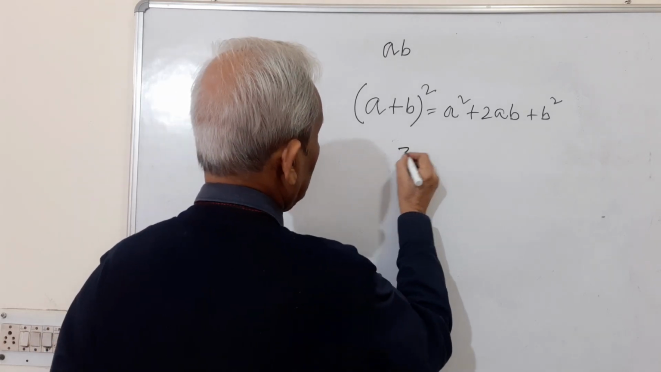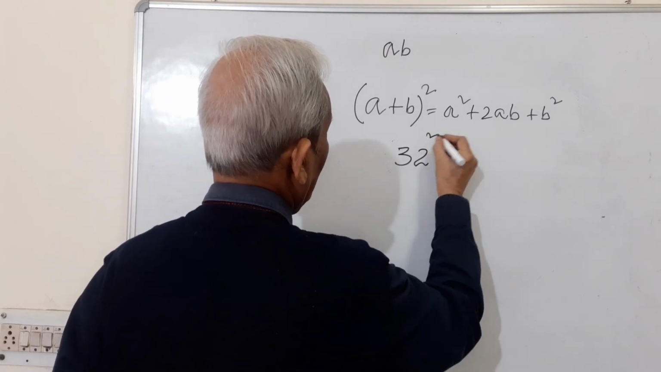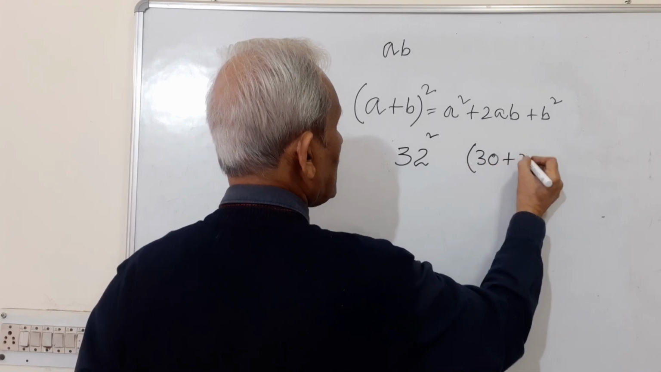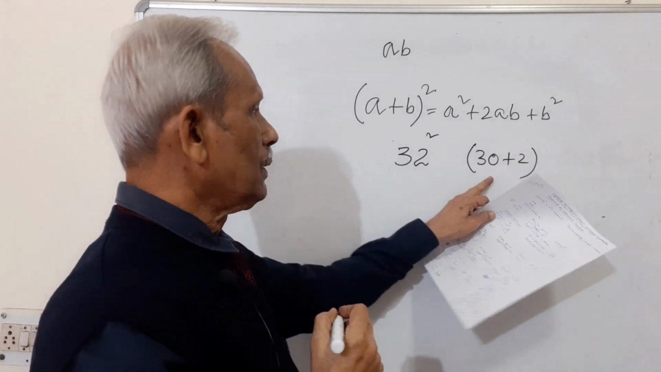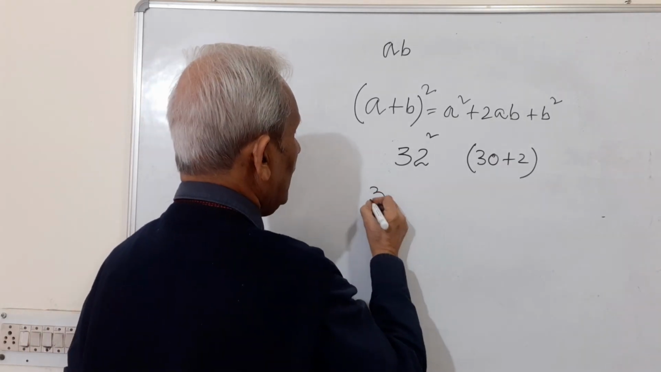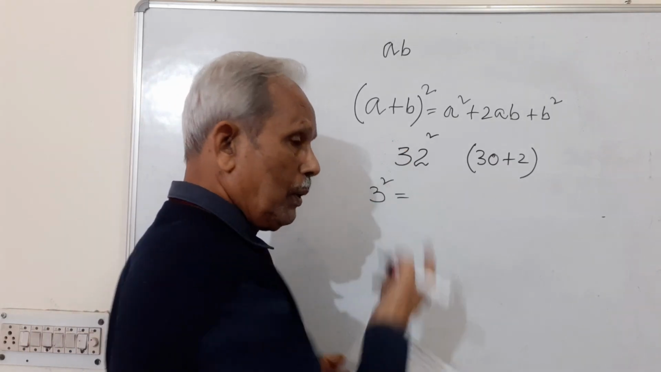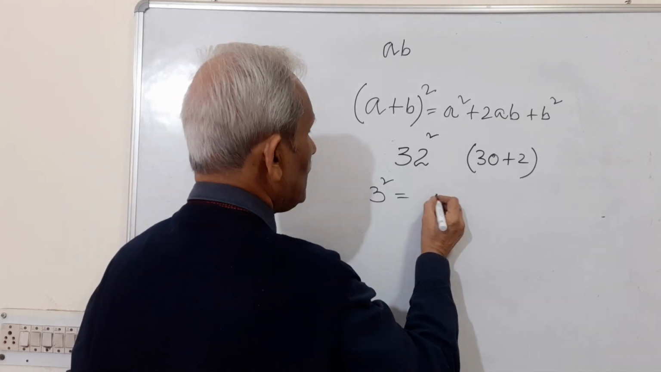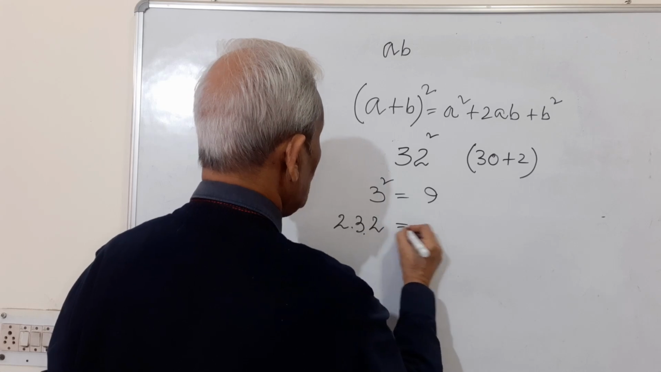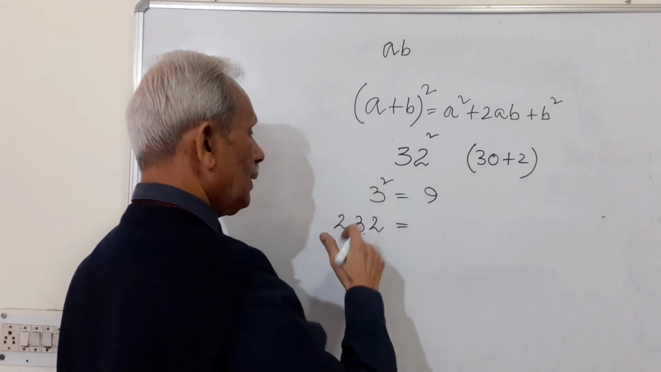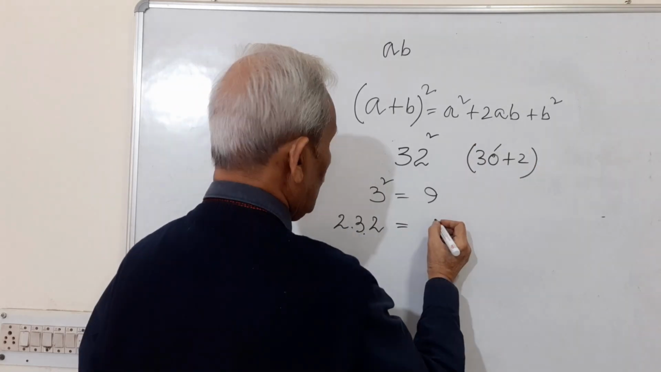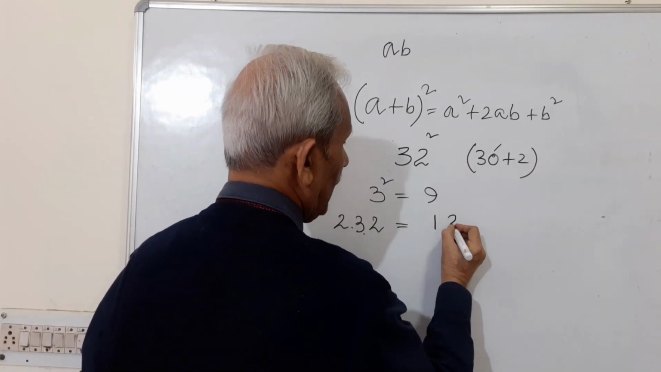Say for example 32 square. So I'll write here 30 plus 2, which later on is not needed. You can just see that 30 has got a 0 in it. Remember it. Now a square is, you just write down 3 square is 9. You can do it mentally also later on. 3 square is 9. Then 2 into 3 into 2 is 12. But the moment I write 12, I will shift by one space because there is a 0. So 12 means 1 here and 2 here.